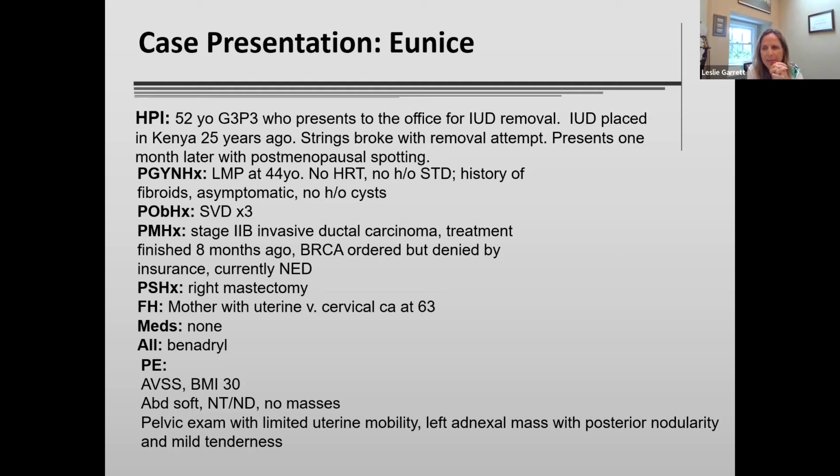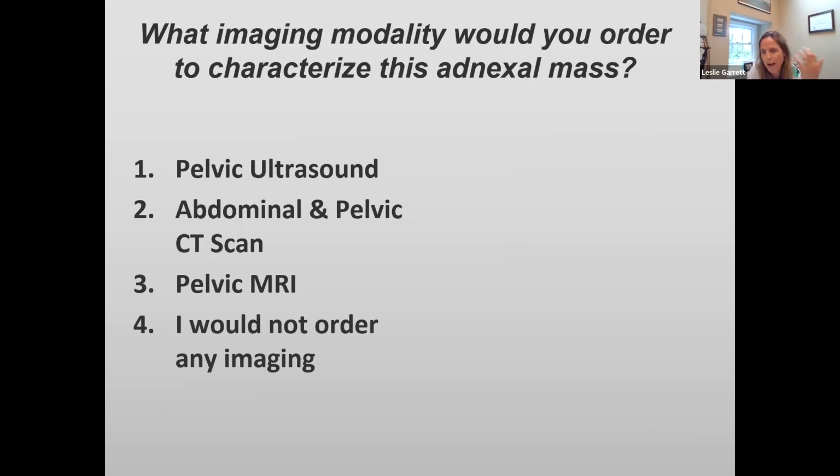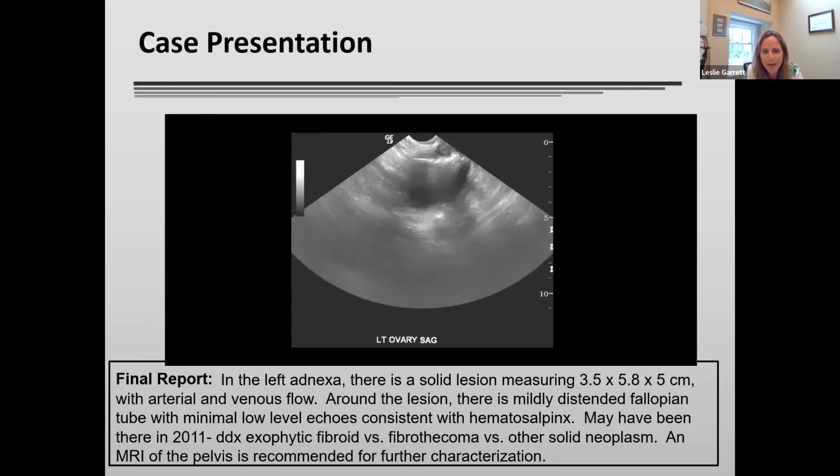At this point you're asking yourself, okay, you feel this, it's not normal, your IUD strings broke, what's going to be the thing? We all know we're probably going to go with an ultrasound, but we have options. We could get a CAT scan, an MRI, or maybe some of you would say, forget it, that IUD can just stay in, but I doubt it. So most of you, I would think, will opt for the pelvic ultrasound. So she got a pelvic ultrasound.